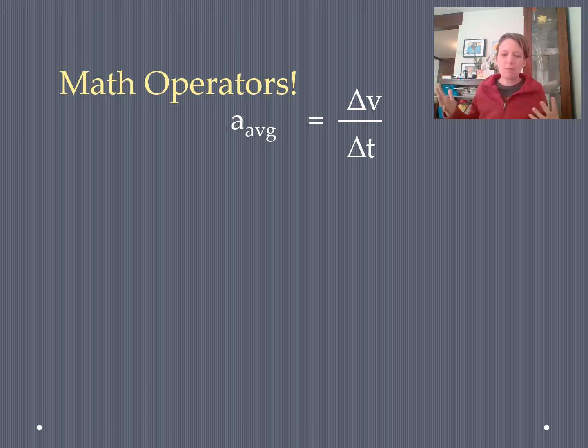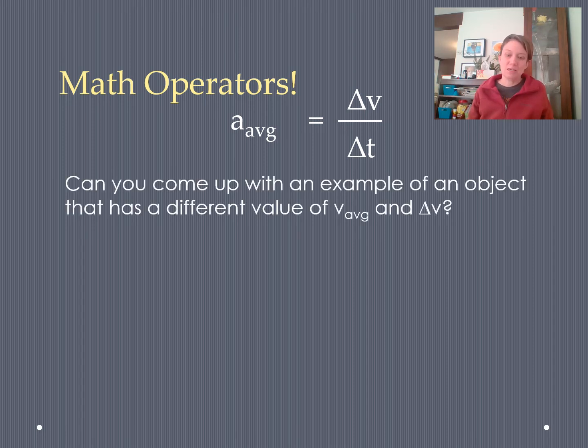So let's think about a moving object. Are v average and delta v going to be the same for that object? For almost every object in the universe, v average and delta v are different values, which means it's really important that you use the right one in the right equation or you will get the wrong answer. So a car moving at 60 miles an hour on the highway, its v average is 60 because it's cruising along, but the delta v is actually 0 because the velocity isn't changing.